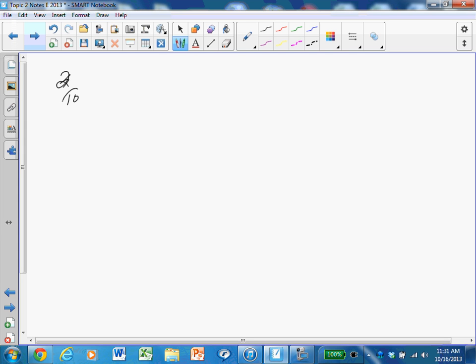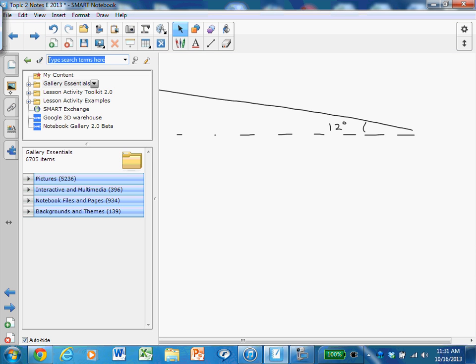So the novice skier goes down an incline, the bunny hill, and it's at 12 degrees. Okay? We could probably find a skier here.